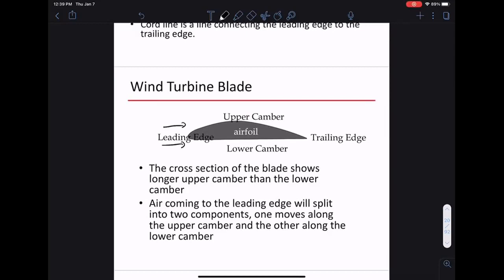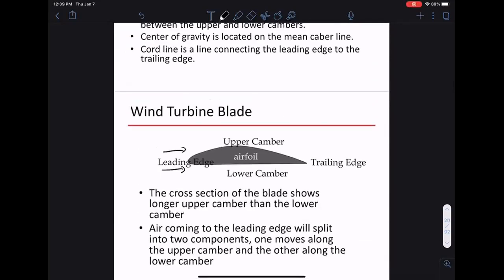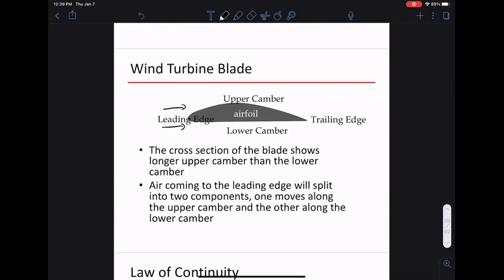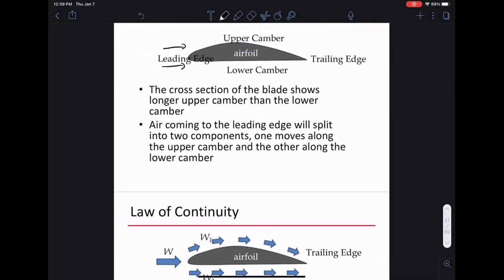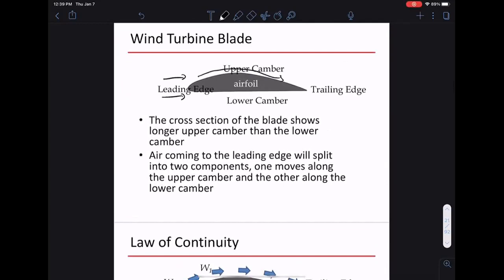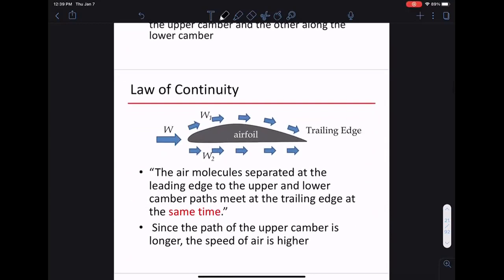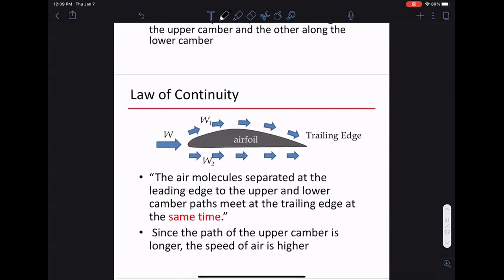And a popular theory is that the air will break up into two streams, because the travel distance on top is longer than the travel distance on the bottom. This creates a pressure difference, and the pressure difference basically creates lift.